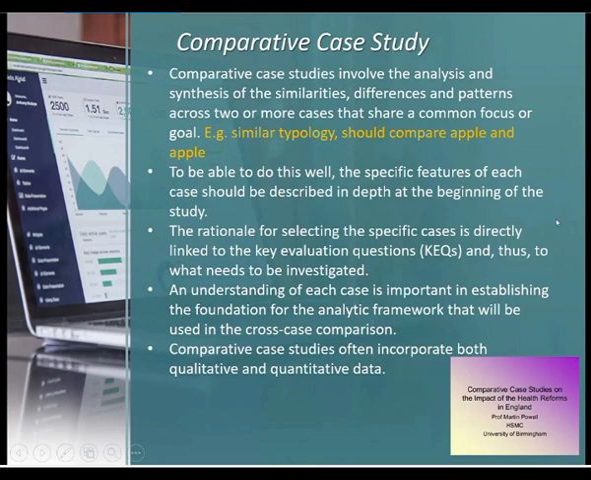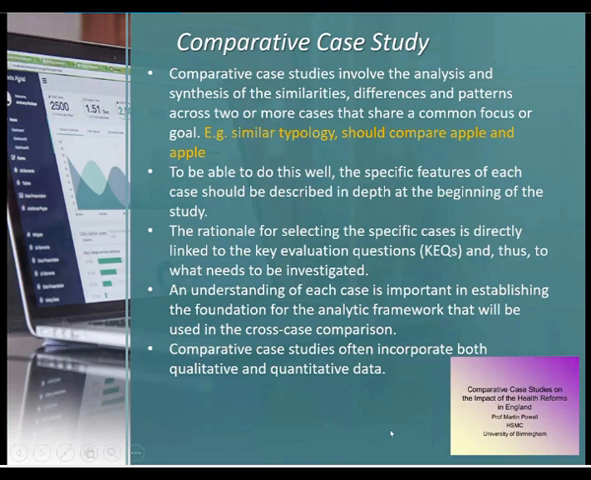An understanding of each case is important in establishing the foundation for the analytical framework for your cross-case comparison. For example, in my case, I can discuss the requirement of dead end for my buildings in the UK and dead end for my buildings in Malaysia. In Malaysia, for example, the dead end is 50 meters, for the UK 10 meters. Why is that so? Because in Malaysia, a lot of buildings are naturally ventilated. So I can do the cross comparison of the cases because I already set the framework, and how to analyze them was already defined when I first started my research.